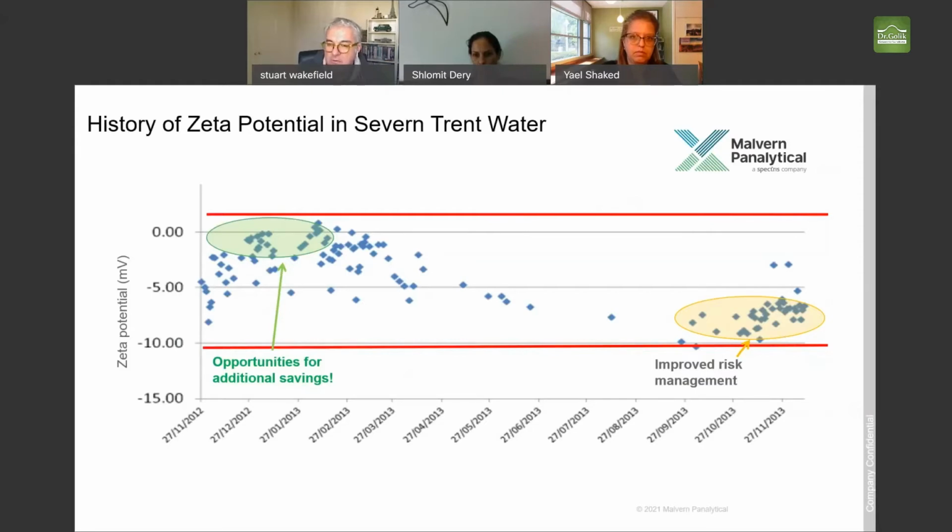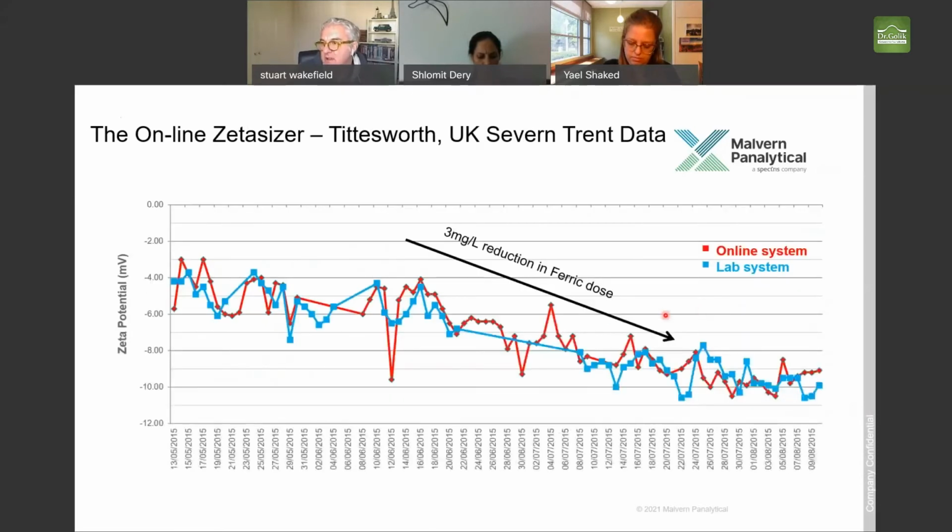And effectively, what they were doing to be safe, they were always overdosing or using more chemical than they actually needed to. Once they started to implement using Zeta Potential in the laboratory, you can see that they had a better understanding of chemical usage and flocculation capability, and they were able to reduce this down, and they could find that even at these ranges they were still getting good flocculation, same quality water, etc., but obviously using a lot less chemical.